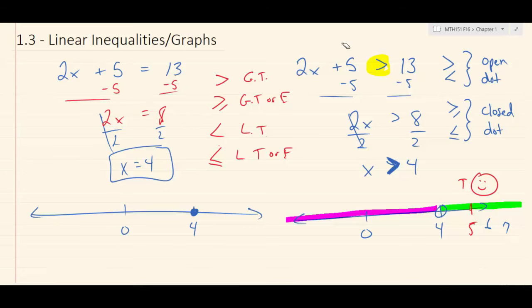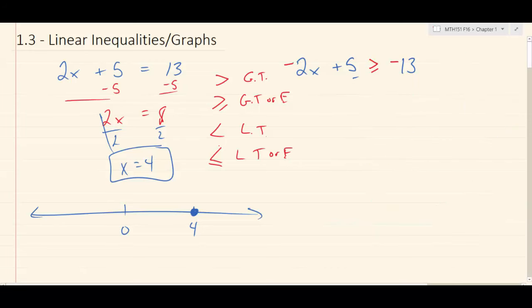What number do you want to pick in the false region? 0 is an excellent choice. Really you could pick any number in the false region, but 0 is awesome. Why is 0 awesome? Because it's easy to calculate. You plug it in, it knocks out a whole bunch of stuff. So plug 0 in, and you get 5 is greater than 13. No, false. So 0 and all his buddies on this side make it false, and we don't care about those. Those are not part of the solution. We know we've done this correctly, because when we pick test points for our hypothetical solutions, they make it true.